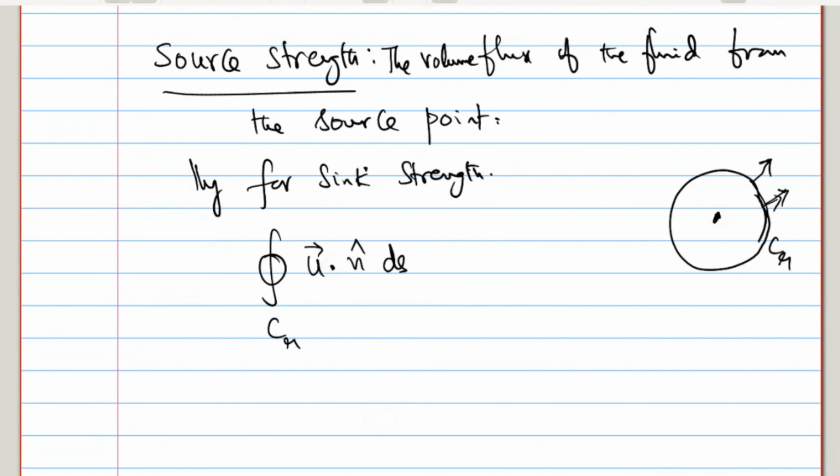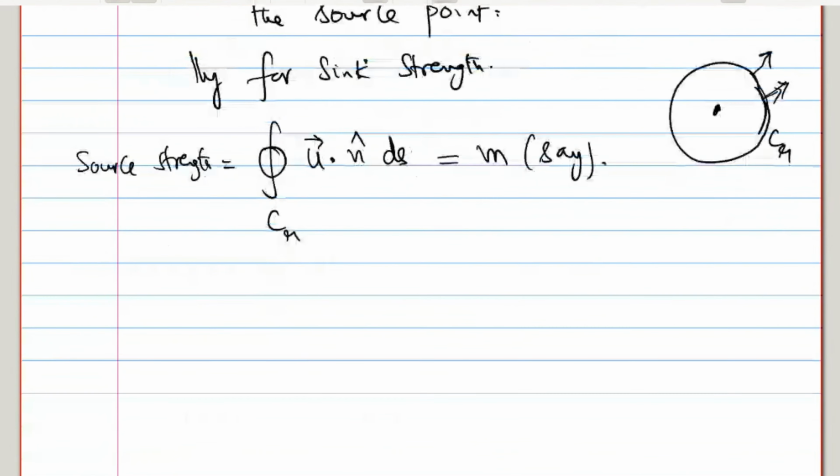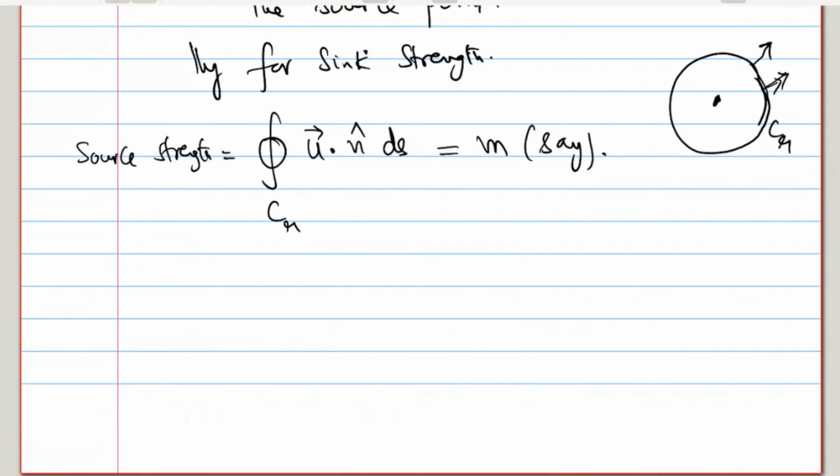This is simply a line integral, right? It's a two-dimensional flow. This is what is your source strength. You call this some number, simply source strength, M. So if you do this, you need to calculate the left-hand side, that is, what is this integral? If you put it, what do you get? What is your U?